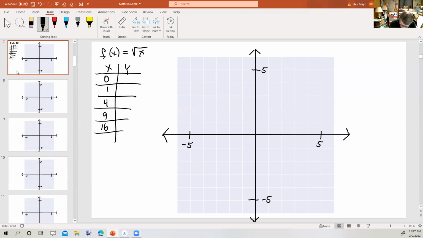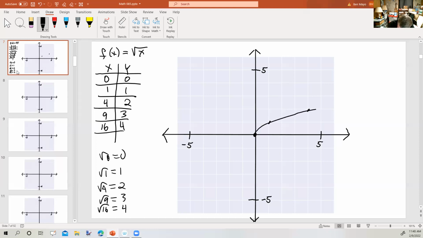And if x is a perfect square and you take the square root of the perfect square, you get a nice number. So if x is 0, the square root of 0 is 0. If x is 1, the square root of 1 is 1. If x is 4, the square root of 4 is 2. If x is 9, the square root of 9 is 3. And if x is 16, the square root of 16 is 4. So graphing this, I've got 0, 0, 1, 1, 4, 2. And then it goes off the graph, but my graph is going to look like this, and it's going to continue on like that. Okay. Any questions about that graph?